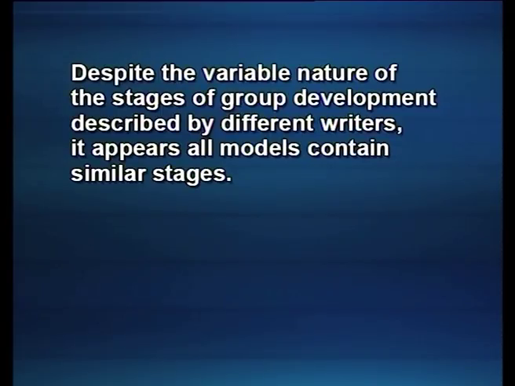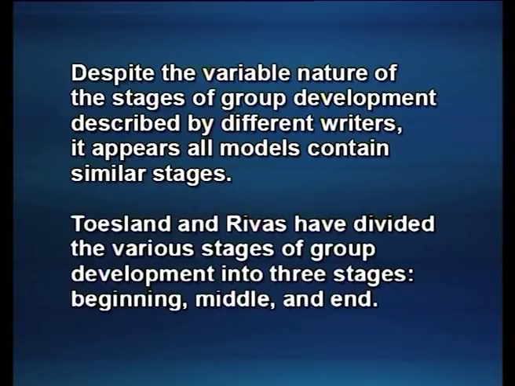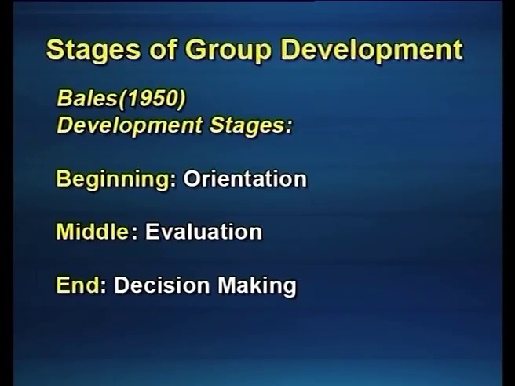Despite the variable nature of stages of group development described by different authors, it appears all models contain similar stages. Tosland and Rivers have divided the various stages of group development into three stages: beginning, middle and end. Each of the models of group development is placed in relationship to these three broad stages. Stages of group development.